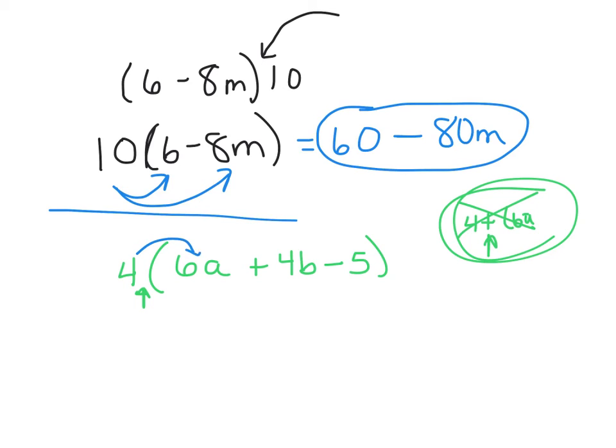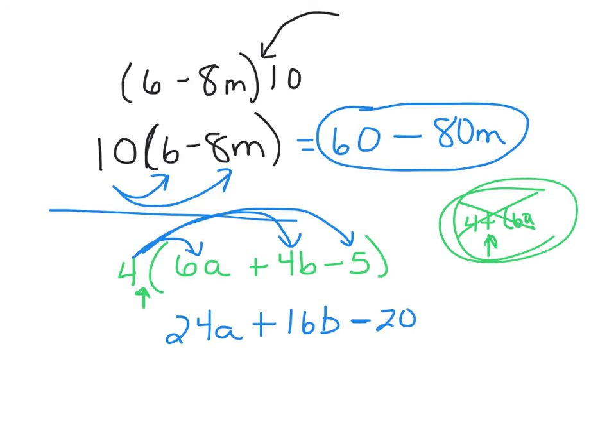We're going to do 4 times 6, which is 24. Put the a after it. Plus 4 times 4 is 16. Put the b after it. Bring down the minus sign. 4 times 5 is 20. And again, double check your terms. You have an a term, a b term, and a plain number. You are done. So the distributive property is used as a stepping stone.